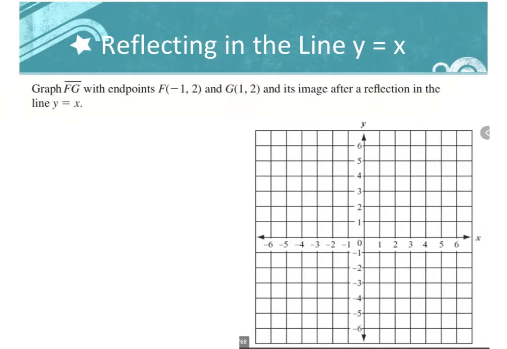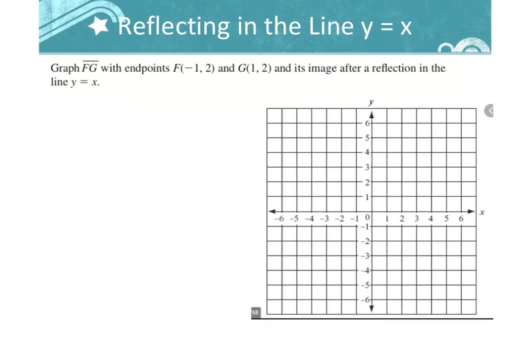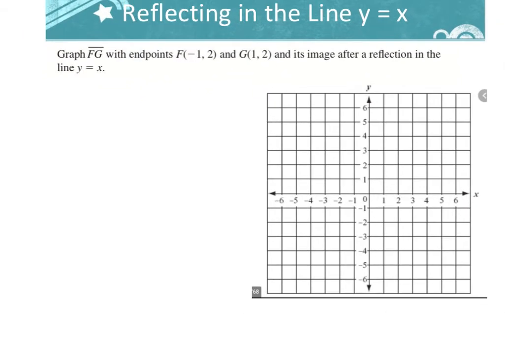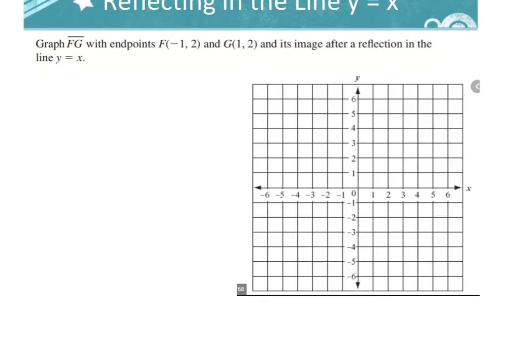All right, now we're going to graph FG with endpoints F at -1, 2, and G at 1, 2, and its image after a reflection in the line, this is where it gets tricky, y equals x. So now we're not using a horizontal or a vertical line, we're using the line y equals x, okay? So first off, F is going to be at -1, 2, and G will be at 1, 2.